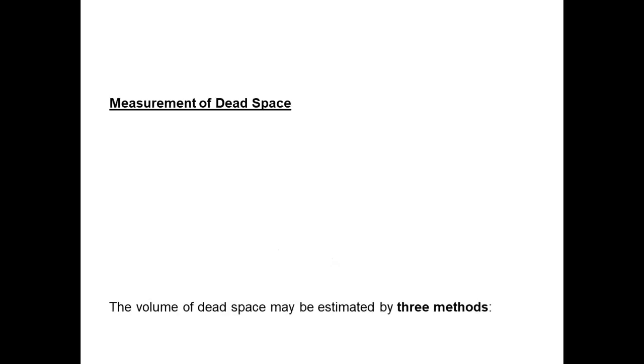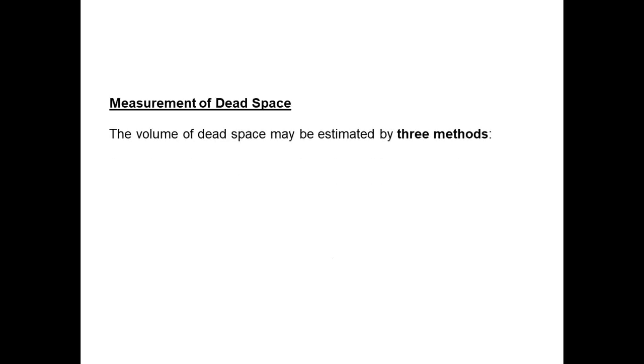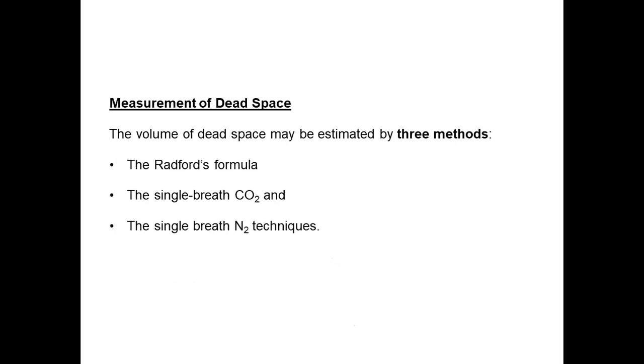Now, how can we measure this dead space? Generally, there are three methods. One is the Radford's formula, another is the single breath CO2 method, and the third is the single breath nitrogen technique. These are the various methods by which you can determine the dead space volume, and it will be homework for you to find out how to perform these procedures. So you find out the procedure part of these three techniques.